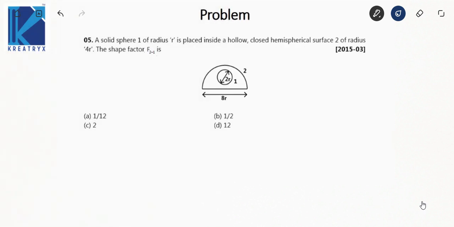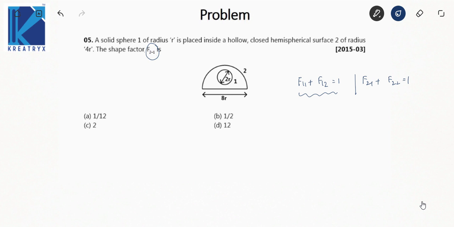Next question is question number 5. A solid sphere of radius r is placed inside a hollow closed hemispherical surface of radius 4r. The shape factor F21 is, okay, F21. So again your mind should go to those two equations, that is the summation rule and the reciprocity theorem. Let's apply the summation rule. It says that F11 plus F12 is equal to 1 and F21 plus F22 is equal to 1.